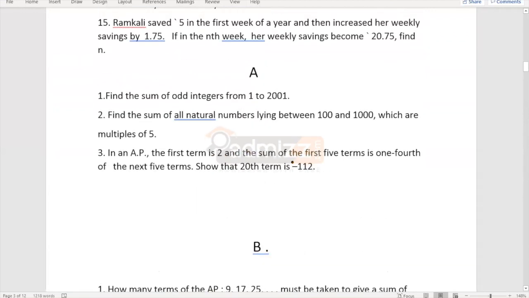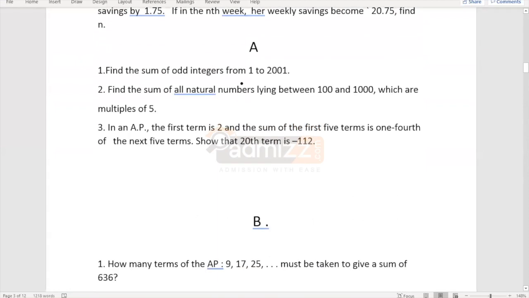Now this is from A category. Find the sum of the odd integers from 1 to 2001. So you should have an idea about what an odd number is. Why are we doing this? Because we are preparing the basics. All of you know very well what was in the previous standard. But now at our age, you can understand what is happening. So first of all, find the sum of the odd integers from 1 to 2001.